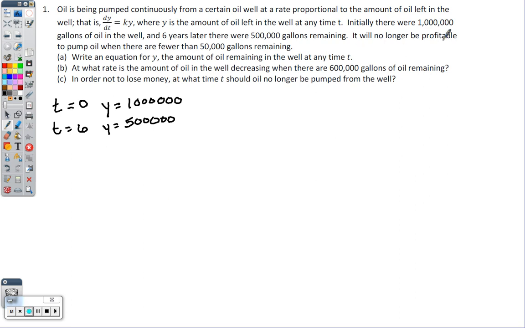And it will be no longer profitable to pump oil when there are fewer than 50,000 gallons remaining. So when y equals 50,000, then it's time to shut down.